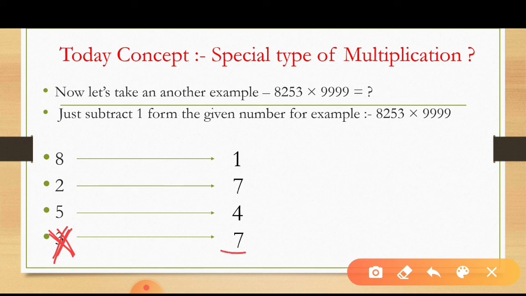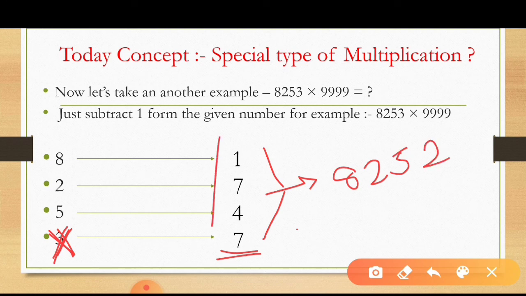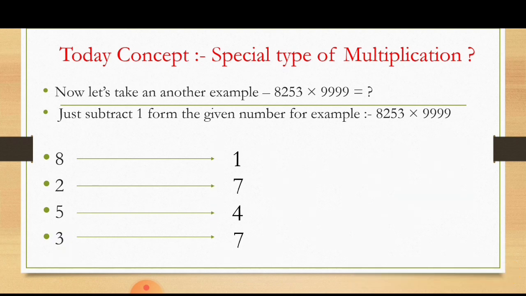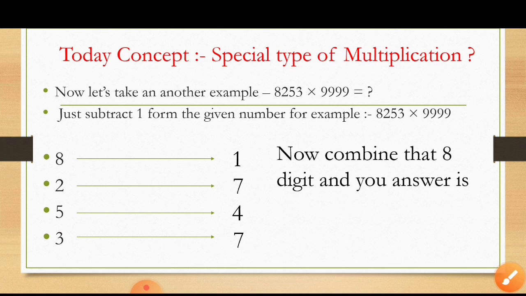No, it is wrong. Only I made one mistake for you. Okay, but the digit is right. Means this is the complement of these digits. Means 8252, this 4-digit number is the complement of this. Okay, now you can combine those 8 digits, and your answer comes like this.